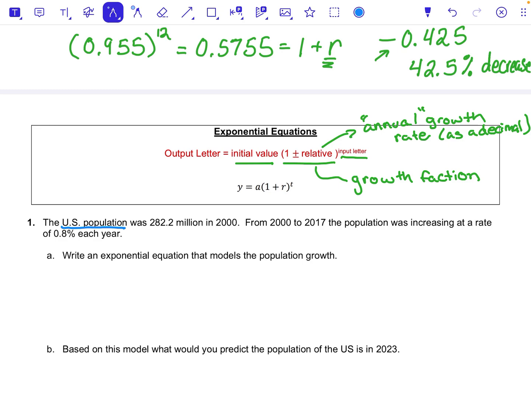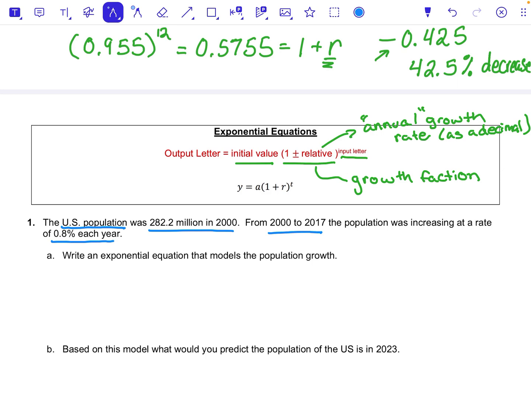So the U.S. population was 282.2 million in the year 2000, and we could say from the year 2000 to the year 2017, the population was increasing around 0.8% each year. Notice that's less than 1%. So we want to write an exponential equation that models this population growth.